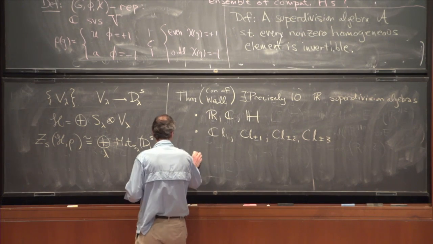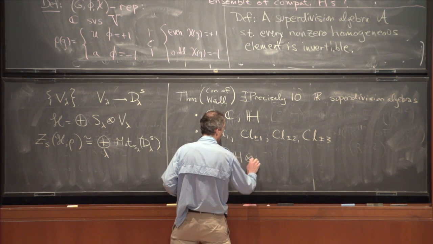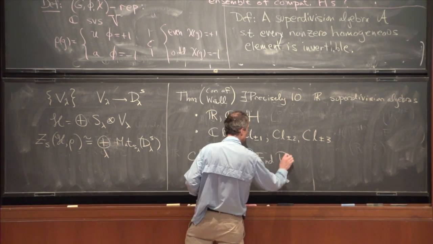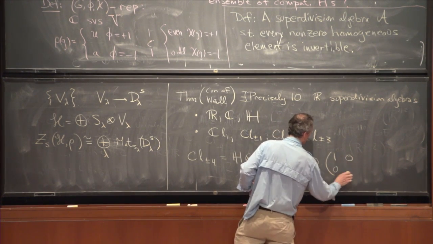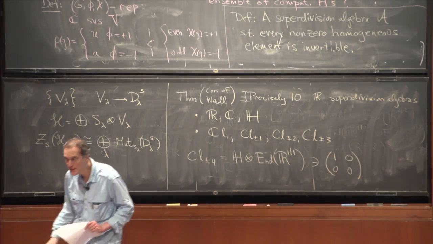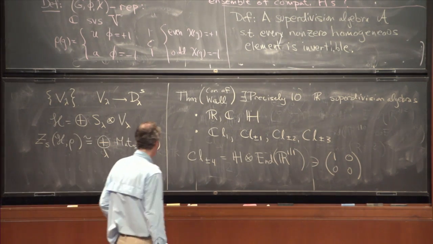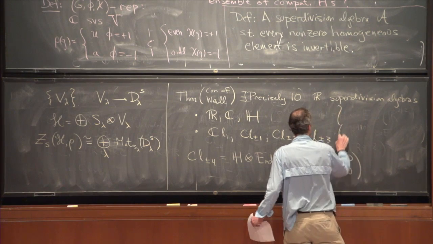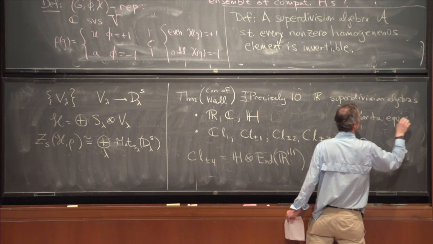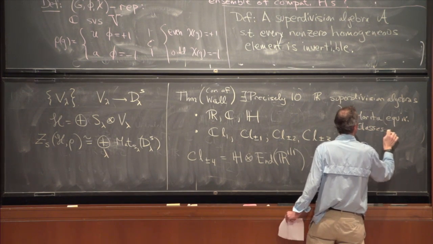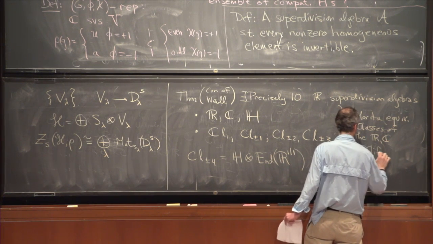Now you ask, what about Clifford plus and minus 4? Well, remember that Clifford plus and minus 4 was a matrix algebra over the quaternions. Therefore, there's an element in here which is purely even and not invertible. So we're done. And these are the Morita equivalence classes of the real and complex Clifford algebras.